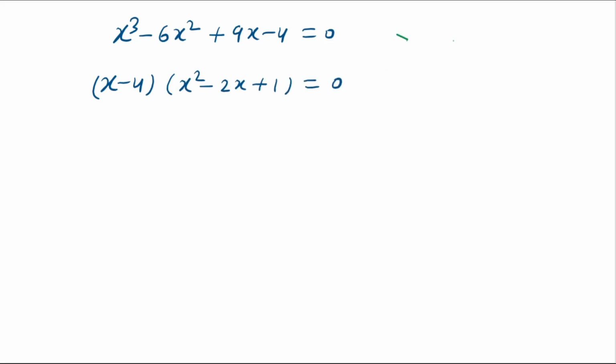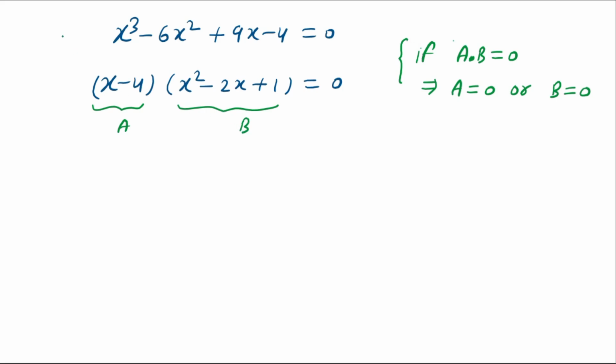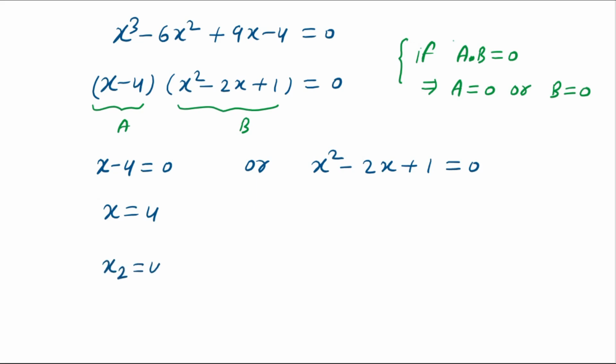Here we apply this rule: if a times b equals 0, this implies a equals 0 or b equals 0. Here this expression is a and this expression is b. If we apply this rule, then you can say x minus 4 equals 0, or x squared minus 2x plus 1 equals 0. Then the value of x is 4. So our second solution x2 equals 4.